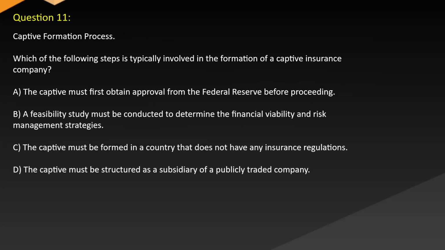Question 11. Captive formation process. Which of the following steps is typically involved in the formation of a captive insurance company? A. The captive must first obtain approval from the Federal Reserve before proceeding. B. A feasibility study must be conducted to determine the financial viability and risk management strategies. C. The captive must be formed in a country that does not have any insurance regulations. D. The captive must be structured as a subsidiary of a publicly traded company.